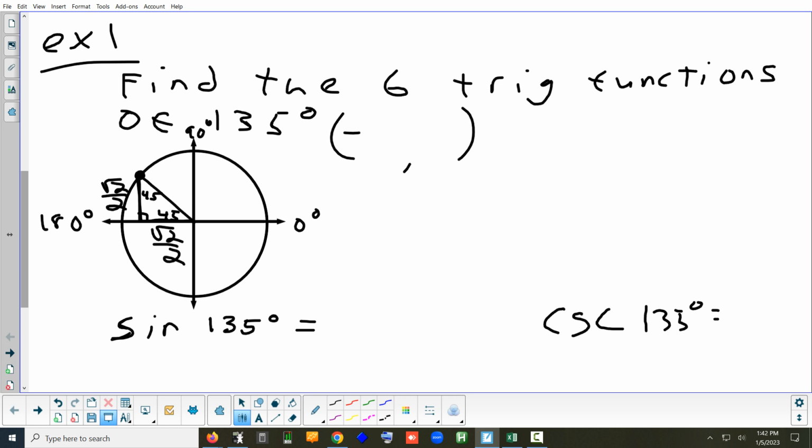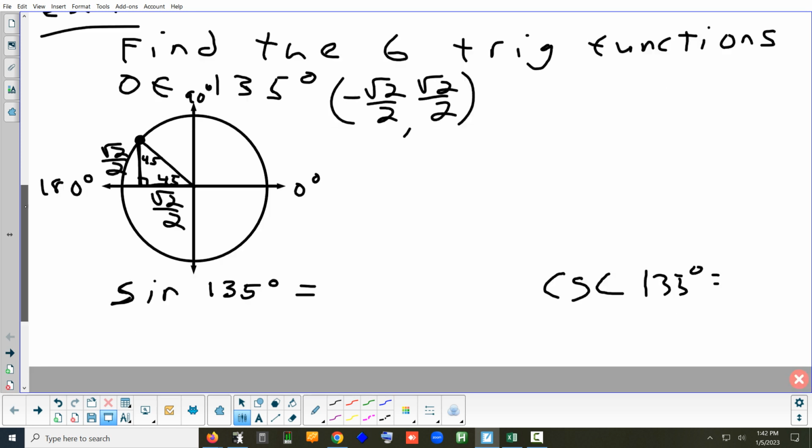And what's it going to be? Negative, how much do we go left? We go square root 2 over 2. So the x value is negative. And what about my y value? That's positive because we went up. Square root 2 over 2. Okay, now that we have the coordinate, everything is the same as we learned yesterday. The only difference in this problem is the x is negative.